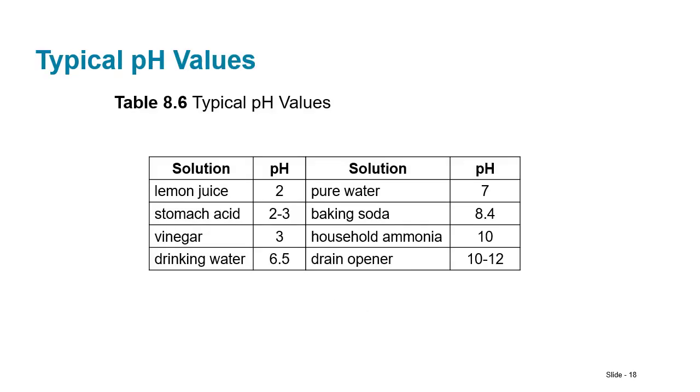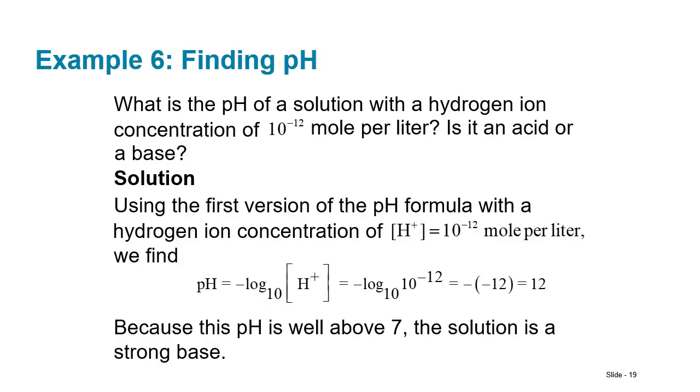So here are some typical pHs. Here's your pure water at 7, baking soda at 8.4, household ammonia, which is actually a base, at 10, and then drain opener at 10 to 12. Then we look at some acids. Drinking water is actually slightly acidic, but not enough to make a difference. Vinegar, very acidic, is down at 3. Stomach acid, even worse, 2 to 3, and then lemon juice at 2. And then, of course, things go even worse than that.